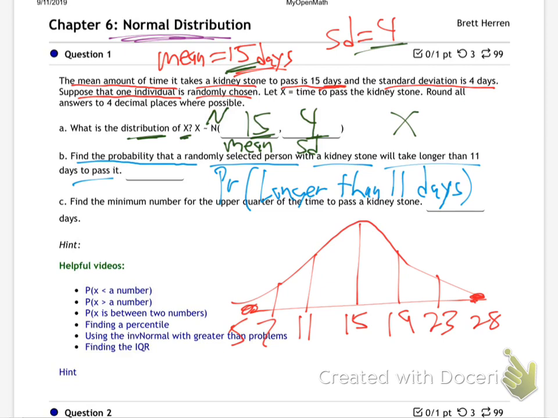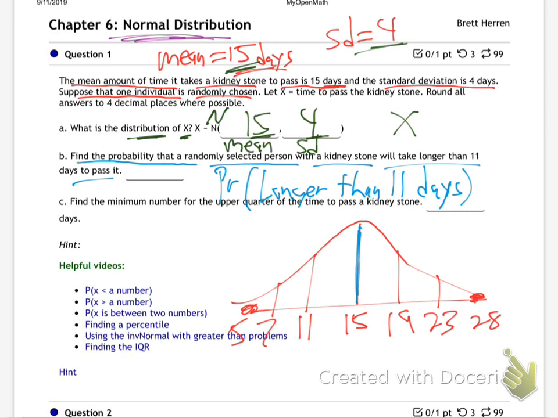But before we do it, it's good to have a feel, because it's easy to hit the wrong buttons on the test. Tell me just off the top of your head. The average is 15, right? Remember, that's the middle. The average person takes 15 days to pass their kidney stone. So what percentage of people take longer than 11 days? Do you think? More than 50% or less than 50%? More.